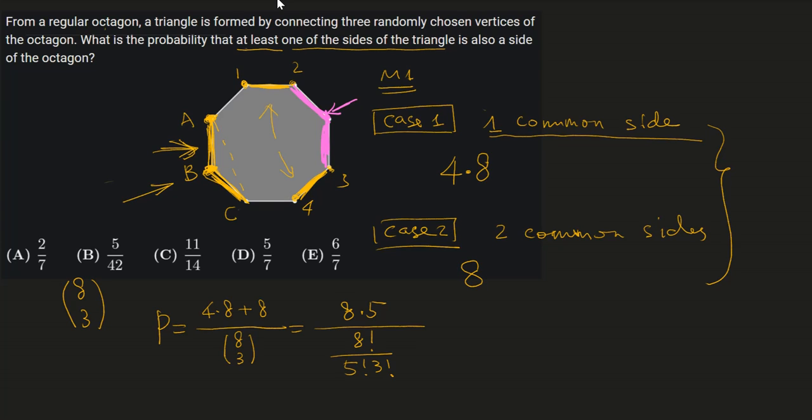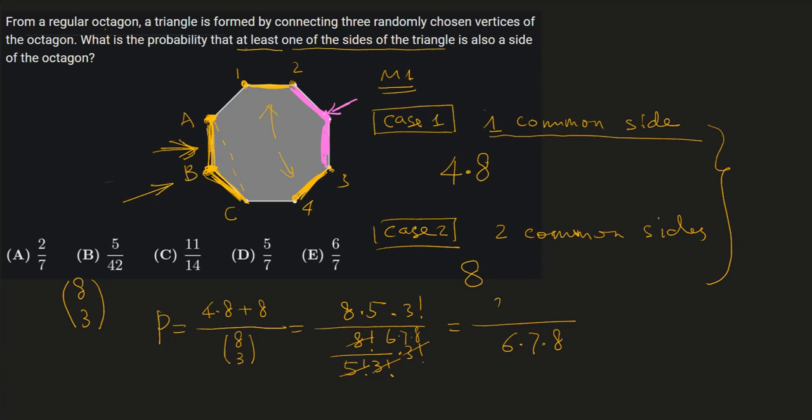To simplify this, we'll multiply 3 factorial on the top and 3 factorial on the bottom. So we cancel these 2 3 factorials. We cancel this 5 factorial with this 8 factorial. And then we have 6 times 7 times 8 left. Therefore, this equals 6 times 7 times 8 on the bottom.